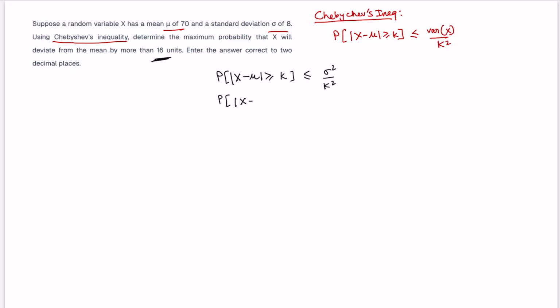So we can say the probability that |X minus 70|, 70 being the mean, is greater than or equal to 16 is less than or equal to 8 square by 16 square. Now 8 square by 16 square is nothing but half square, which is equal to 1 by 4, that is the same as 0.25.